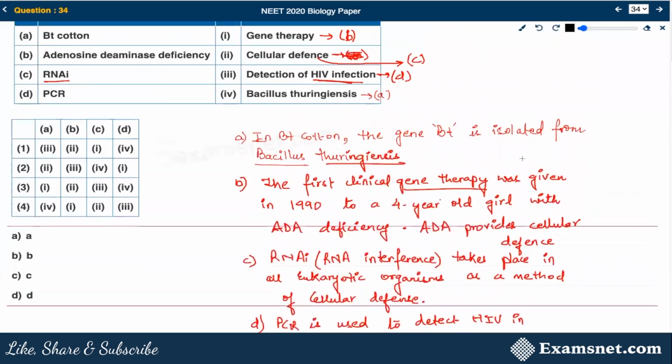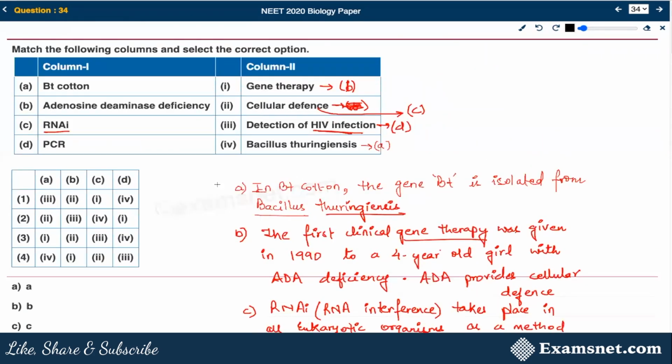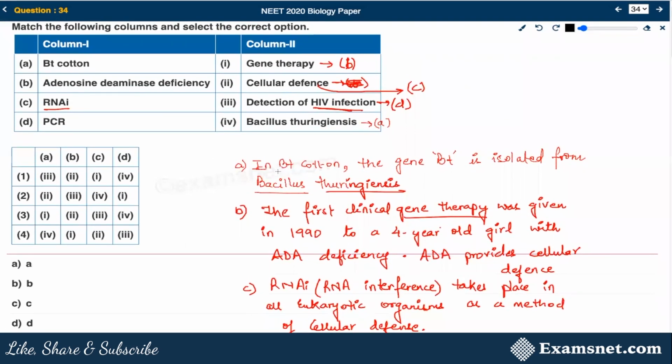Now let's match up all the given options. A will go with 4. Then B is going to go with 1, gene therapy, ADA deficiency. Then RNAi will go with cellular defense, option 2. And D will go with option 3, which is detection of HIV infection. All right. So out of all the 4 options, D option is the correct option that you can see over here.